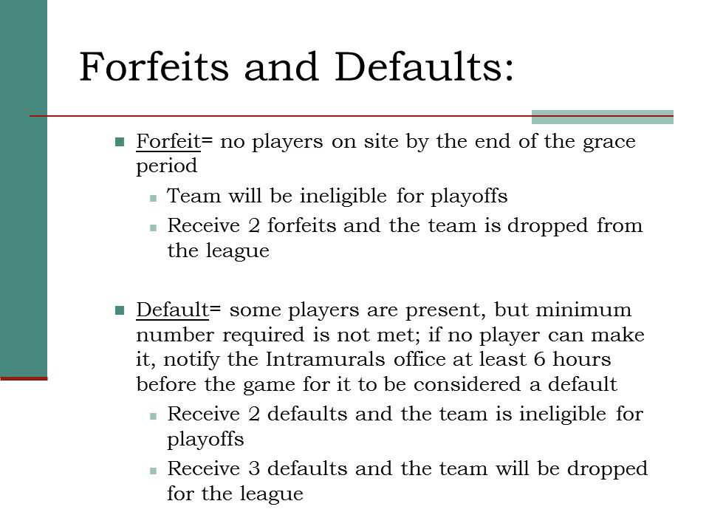A forfeit occurs when there are no players of a team on site by game time. The team will be ineligible for playoffs, and if they receive 2 forfeits, they will be dropped from the league. A default occurs when there are not enough players present to compete, or if the team has notified the intramural office at least 6 hours in advance that no player can make it. A team that receives 2 defaults will be ineligible for playoffs. A team that receives 3 will be dropped from the league.